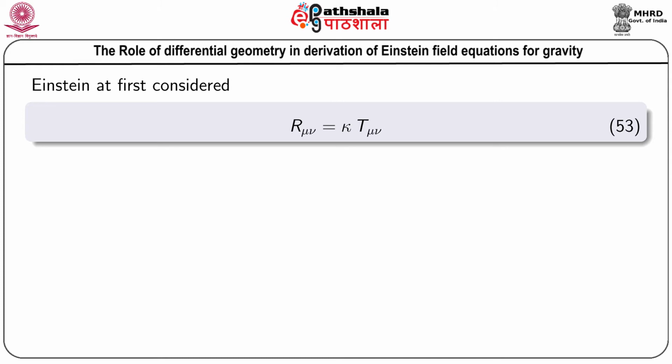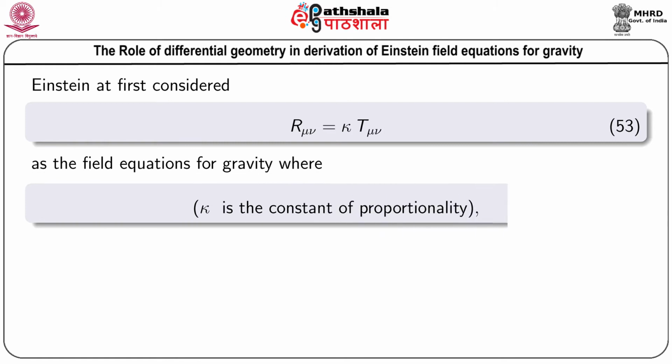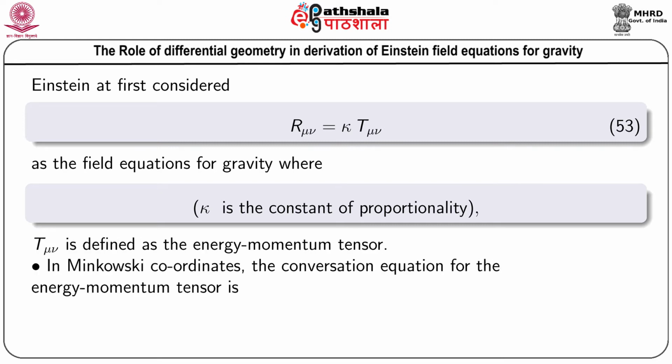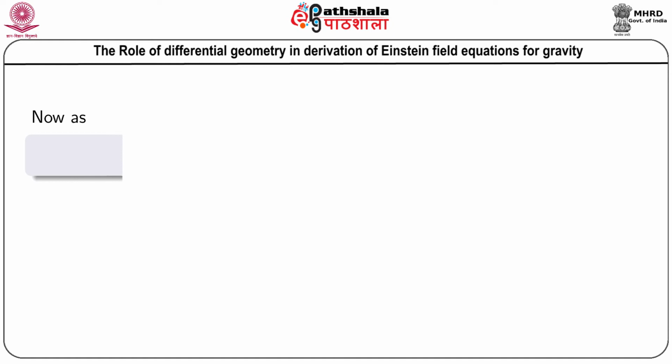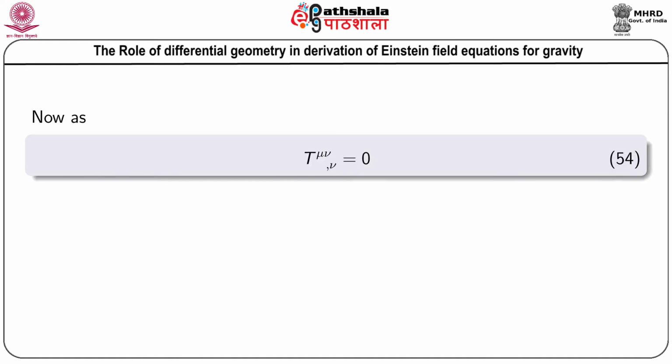Now, Einstein at first considered R mu nu equals k T mu nu as the field equations for gravity, where k is the constant of proportionality and T mu nu is the energy momentum tensor. This one also has been described in our previous modules. Now, in Minkowski coordinates, the conservation equation for the energy momentum tensor is del nu T mu nu equals 0. Now, as T mu nu comma nu equals 0, that means covariant differentiation of T mu nu with respect to nu is 0. This one also we have obtained in our earlier module.